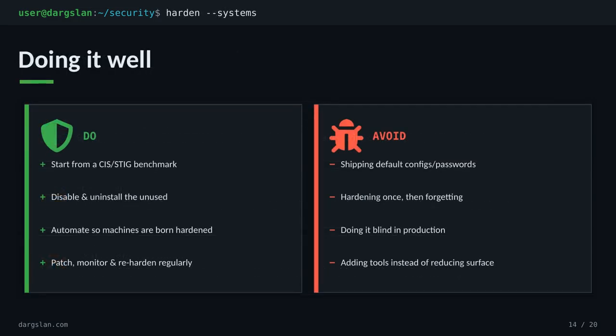So, with those myths out of the way, here's what doing it well actually looks like in practice. Start from an established baseline like a CIS or STIG benchmark instead of inventing your own. Aggressively disable and uninstall whatever you don't need. And bake hardening into your images and automation so machines are born locked down rather than tightened later. Then keep patching, monitoring, and rehardening on a cadence. On the avoid side: shipping defaults, treating it as one and done, experimenting blindly in production, and reaching for more tools when the real win is less surface.